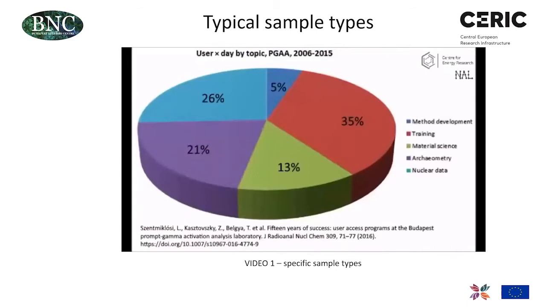So typical sample types. This is the breakdown of the usage of our facility. There is a section for nuclear data measurement and nuclear physics. There is a significant proportion dedicated for heritage science applications, so archaeometry. There is a section for material science, and the rest of the beam time is allocated for training and method development.